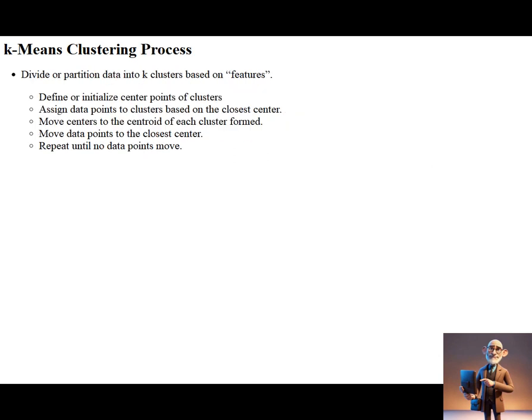Now that we've established the fundamentals of K-means clustering, let's take a closer look at the step-by-step process that this powerful algorithm follows to partition our data into distinct clusters. At its core, K-means clustering is a process of divide and conquer, where our goal is to partition our data into K clusters based on certain features. Let's break down the key steps involved. The process begins by defining or initializing the center points of our clusters. These initial centers act as the seeds around which our clusters will form.